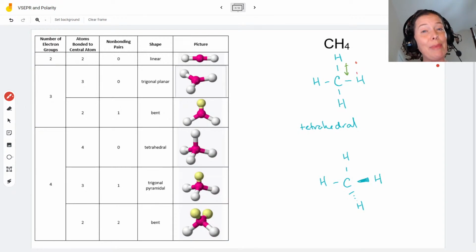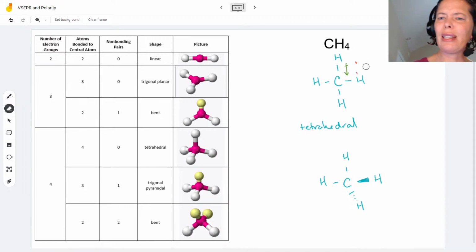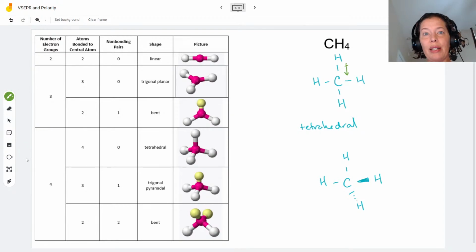So hopefully that makes sense why we draw our arrows the way that we do. That way we're always drawing the point towards the more electronegative atom. Okay, let me erase this plus and minus and go back to the green. So we do have polar bonds.